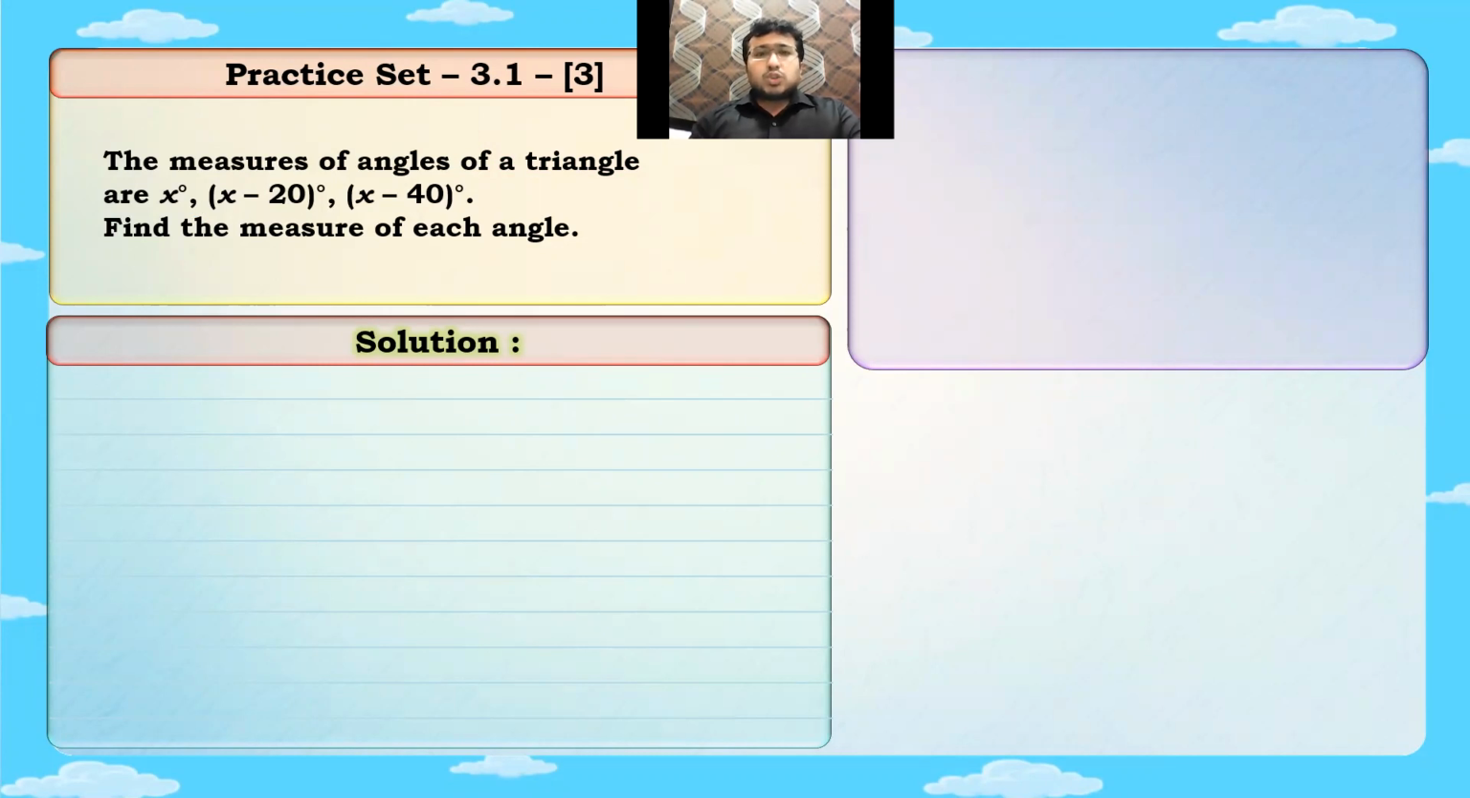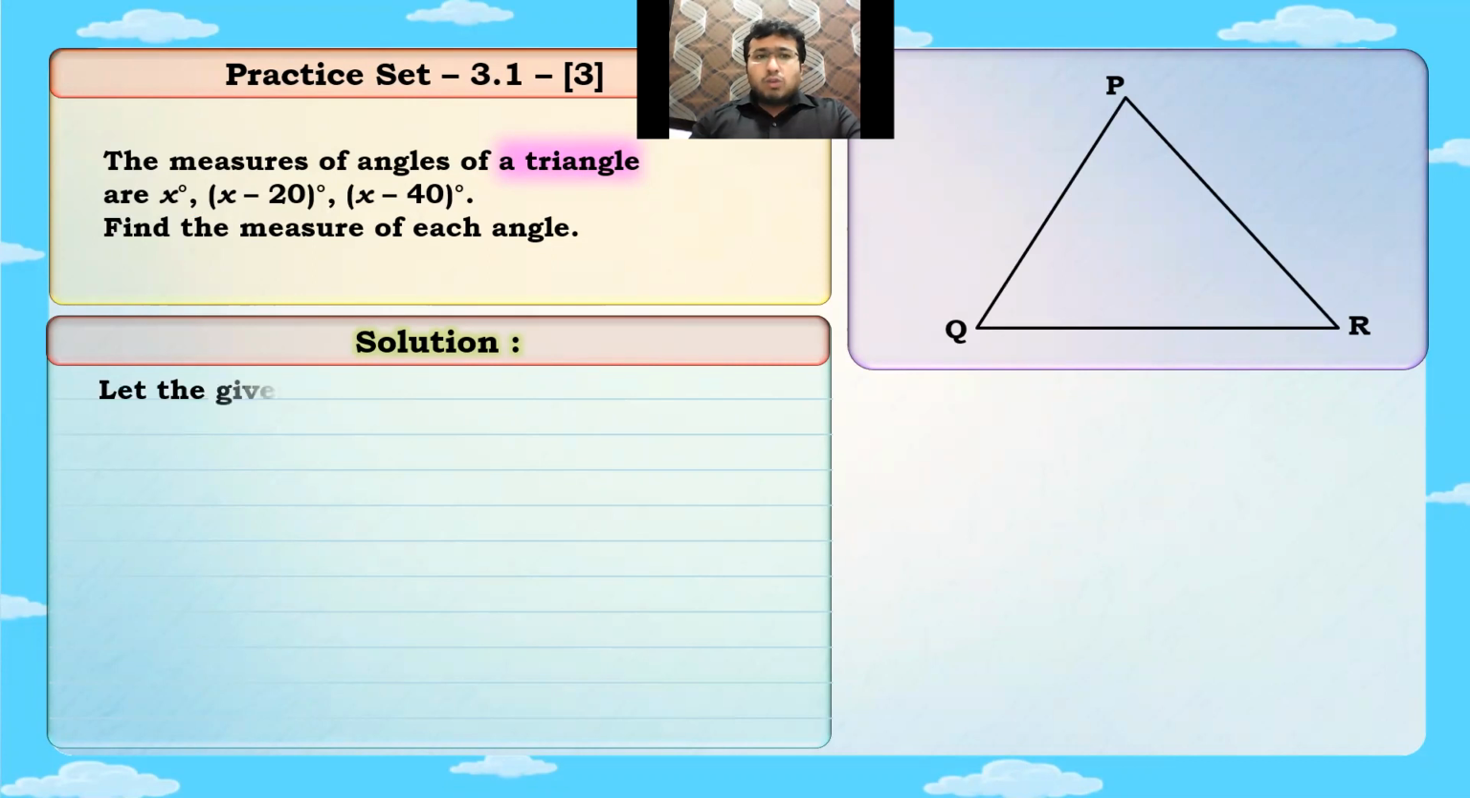Okay, so students, we are talking about which geometrical figure? Superb. We are talking about a triangle. So we take triangle PQR. One angle is given to be x. So let the given triangle be PQR. One angle, I have taken P as x degree. The next angle Q will be x minus 20 degree. And the third angle R will be x minus 40 degree.